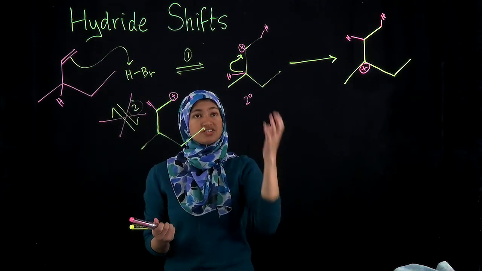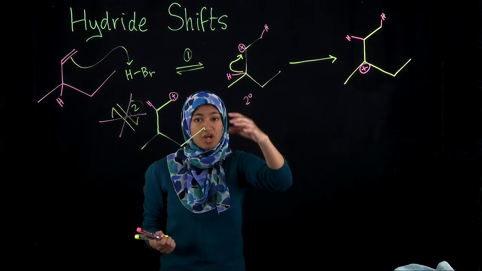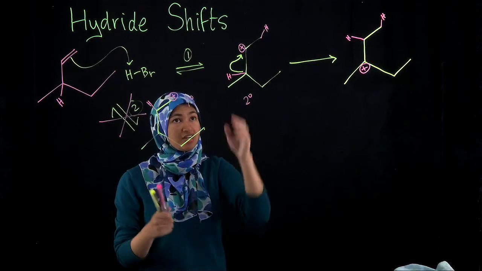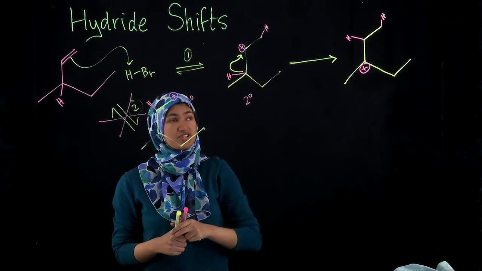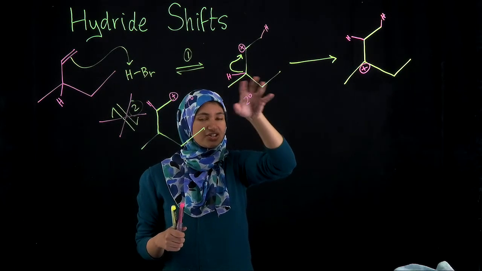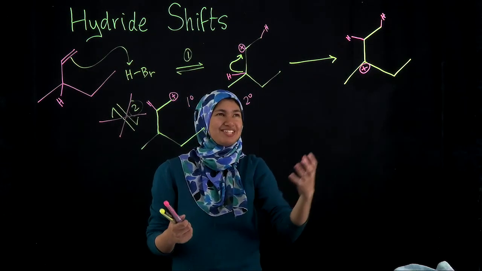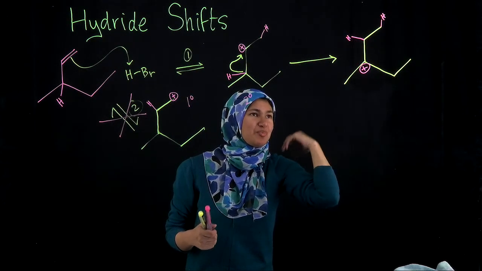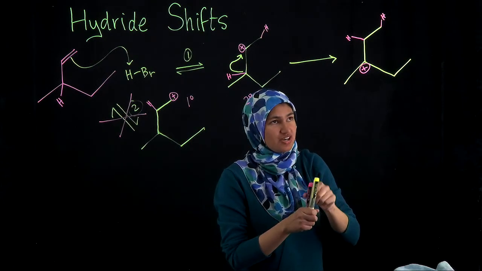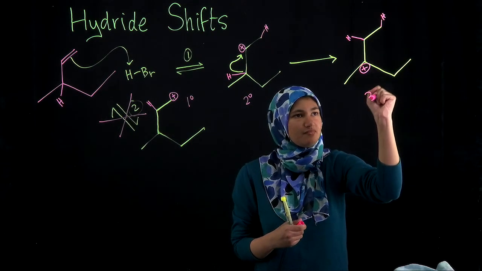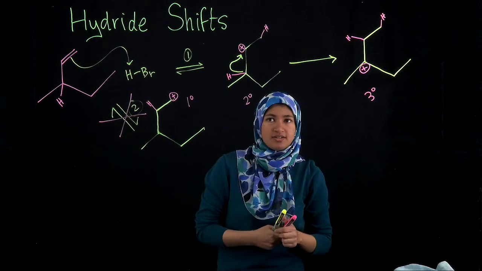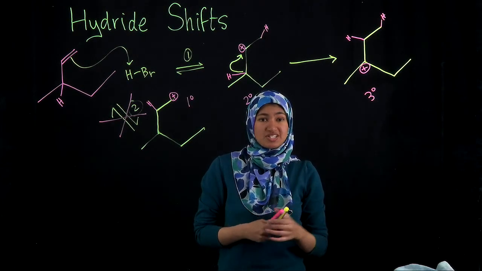So what happened here is our hydrogen from a neighboring carbon moved over to the carbocation, shifting this region of electron-rich sigma bond region onto this carbon over here, producing what is now a tertiary carbocation. So we increased our stability.